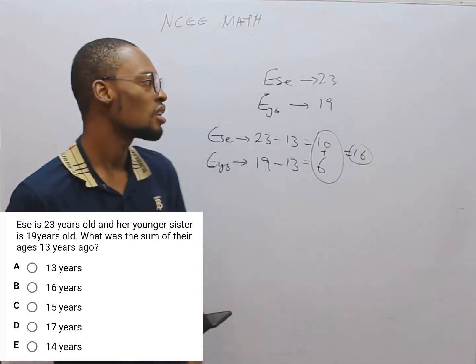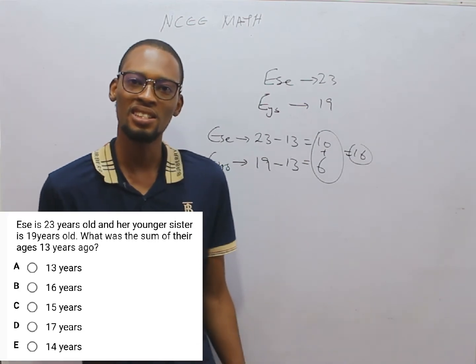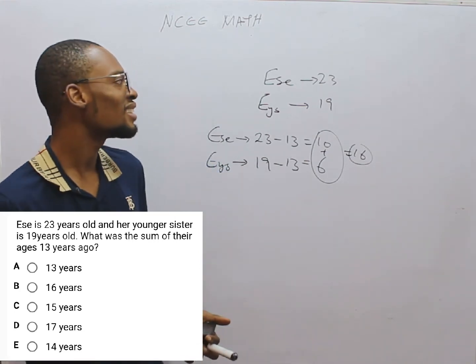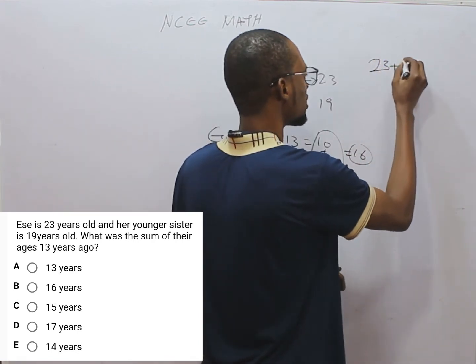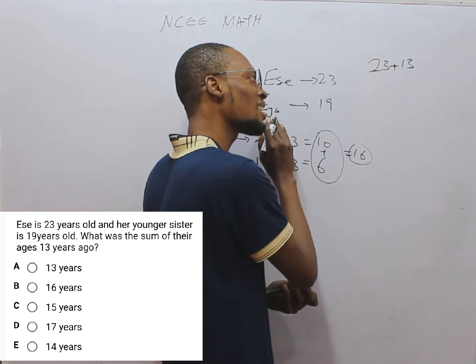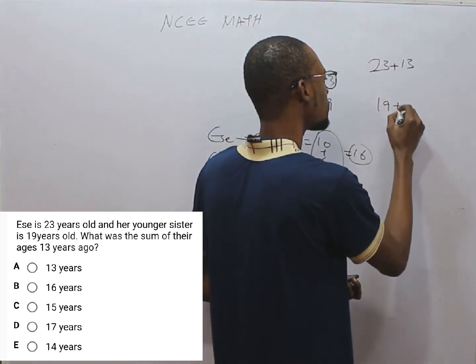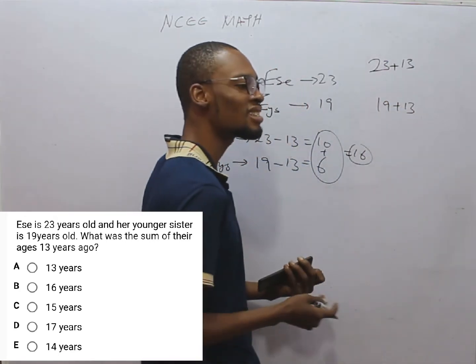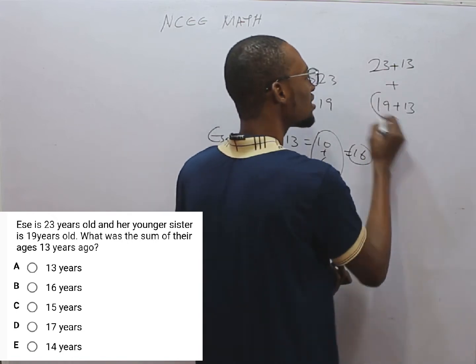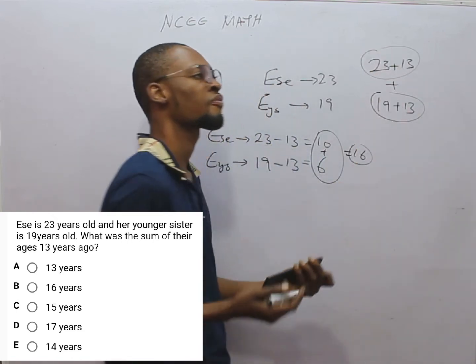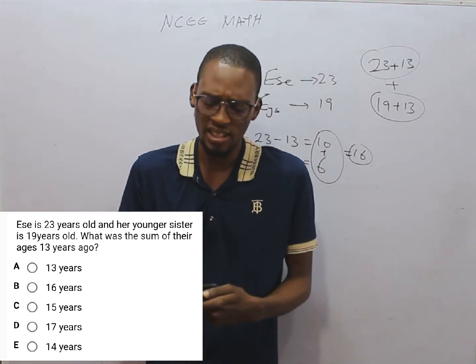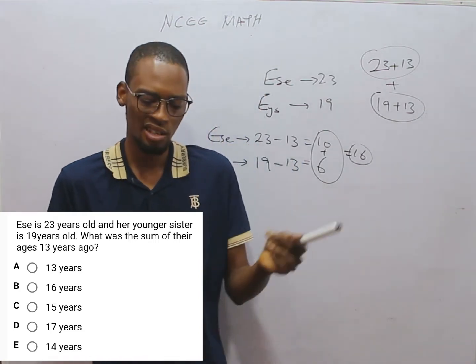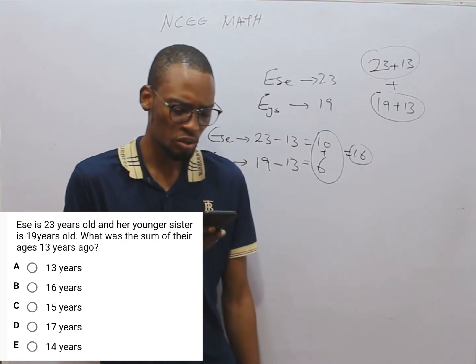What if they had said, what will be the sum of their ages 13 years from now? 13 years from now, Essay will be 23 plus 13. Essay's younger sister will be 19 plus 13. The sum of their ages 13 years from now will simply be adding this and this. All these questions are simple. They just require your understanding and open mind. With that, you will be good to go.